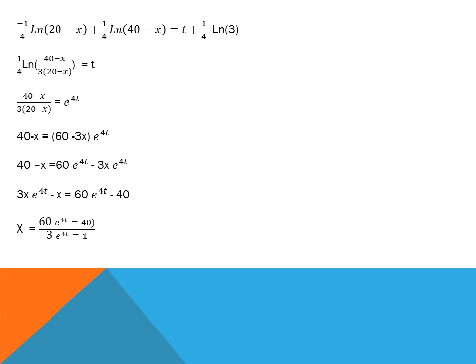I take the 4 on the right hand side, multiply it by t, and then change into index form. So 40 minus x is equal to 60 minus 3x, into e power 4t. When I simplify this equation, I find the final answer: x is equal to 60 e power 4t minus 40 over 3 e power 4t minus 1.